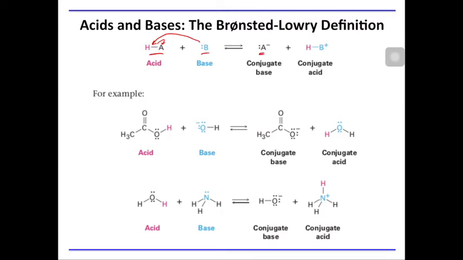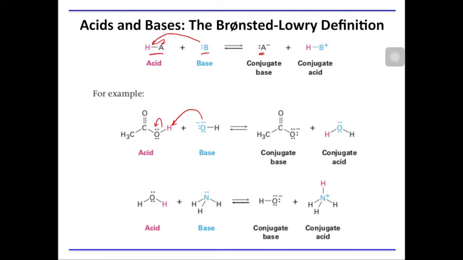Examples are acetic acid and hydroxide ion. In this context, hydroxide ion removes, or accepts, the hydrogen of acetic acid, forming a conjugate base called acetate and a conjugate acid, which is water.